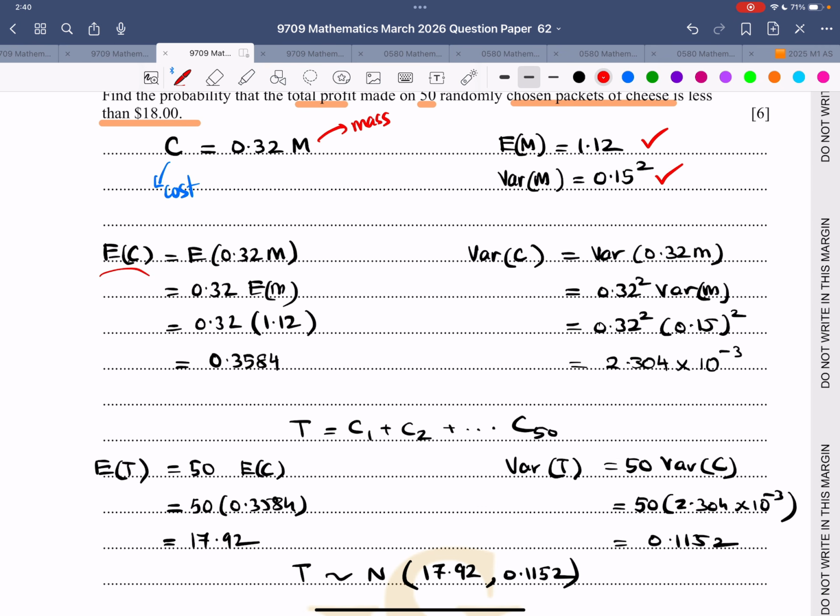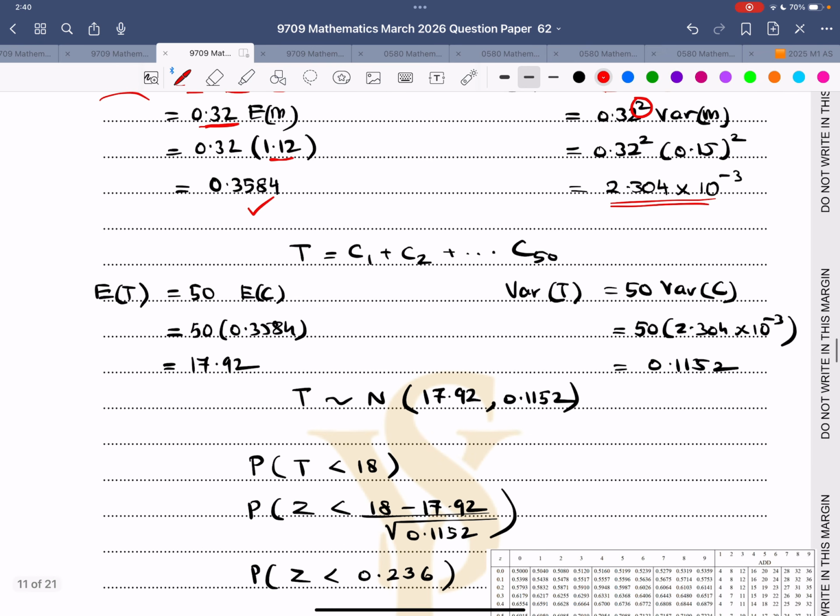So expectation of C is expectation of 0.32 into M. 0.32 will come out and multiply, that is the value. Similarly, variance of 0.32 M, that is 0.32 square into variance of M. Multiply, that is this small value that you're getting. Now this T, that is for 50 separate packets. It's not 50 times, it's technically 50 separate packets. That's why I have not written 50C, I've written C1, C2, C3, all the way till C50. So now 50 times expectation of this value and 50 times variance of this value. So now this is 17.92 and 0.1152.